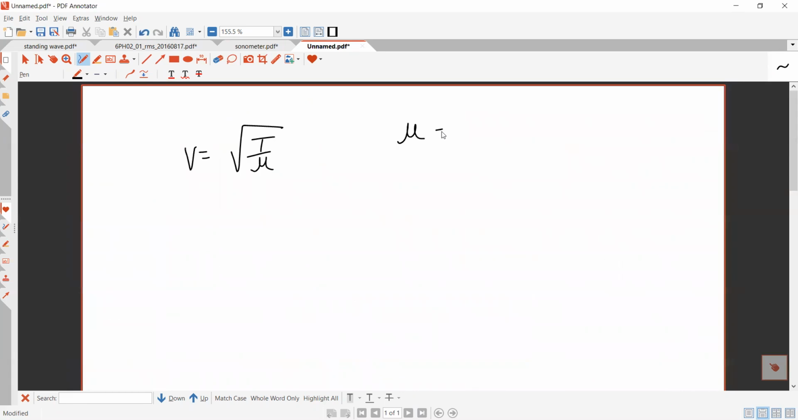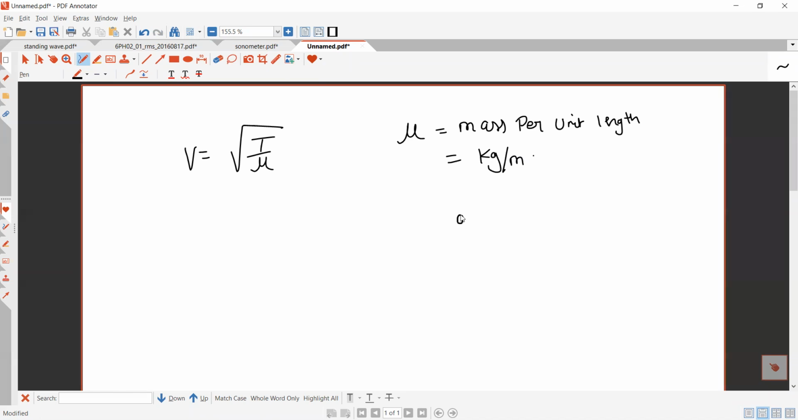What is mu? Mu means mass per unit length. Let me just write it: mass per unit length. Understood everyone? Okay. So the unit is kg per meter. What do you mean by that?